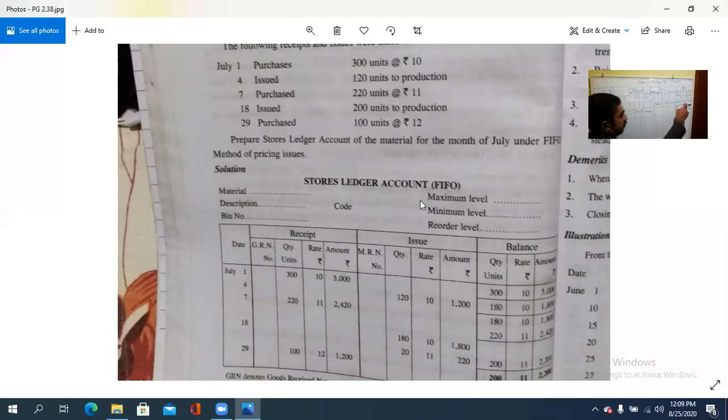180 units at the rate of rupees 10, 1800, and 220 units at the rate of rupees 11, 2420. So the balance is increasing. Next, on the 18th, there is an issue of 200 units to production. 200 units issued to production.